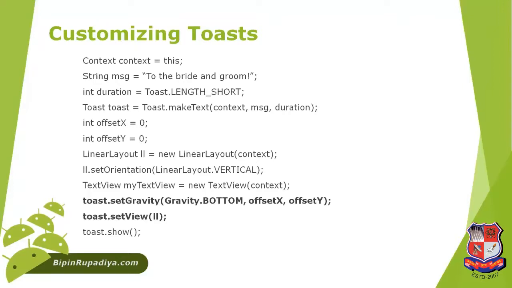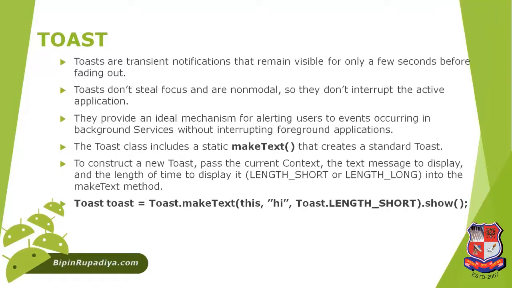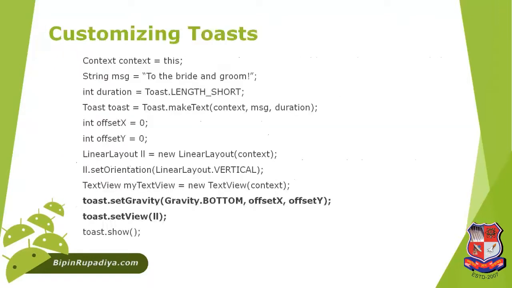Now see, it is totally different from the statement we used previously. Here we utilize Toast equal to Toast.makeText, right? And finally at the end, we directly fired our show method. But we are not doing that right here. What we are doing is creating the object of Toast, and that Toast object we can utilize to customize it. Now just see right here, we set certain properties of this Toast.